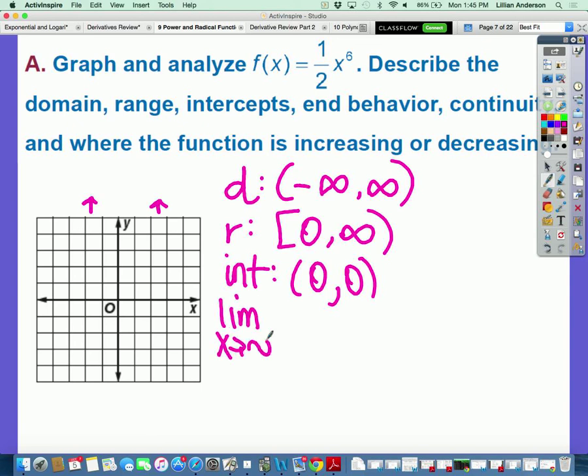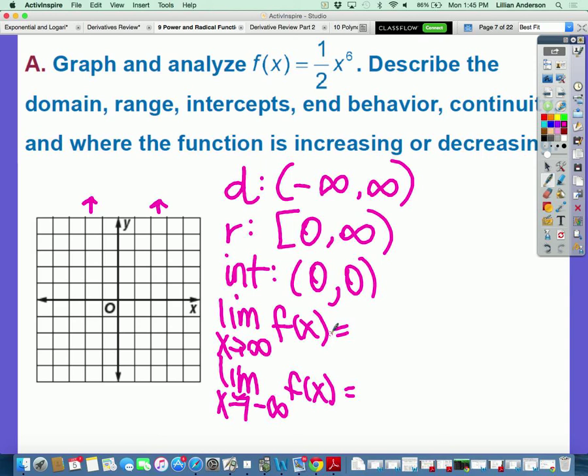In my end behavior, I use limit notation. You guys have plenty of space here. I'm kind of running out of mine, so mine's going to look really cramped, but you should have plenty of space. As x approaches positive infinity, what's going to be happening to my y's? They're approaching positive infinity. And as x approaches negative infinity, still going to positive infinity.